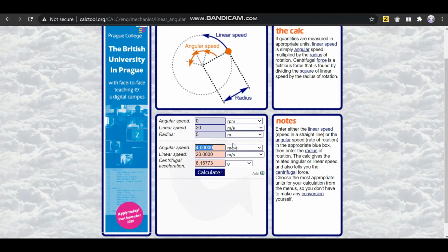So the only advantage of this website is that it's very fast, it's unique, it's simple. Okay, you don't even need to press the calculate button.